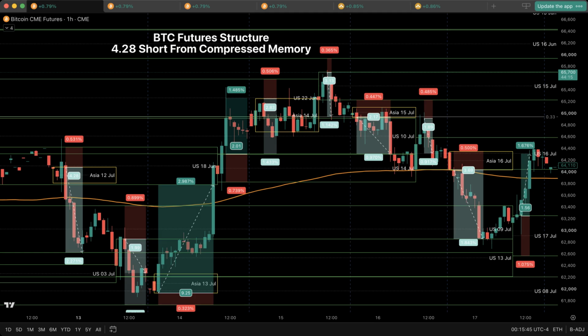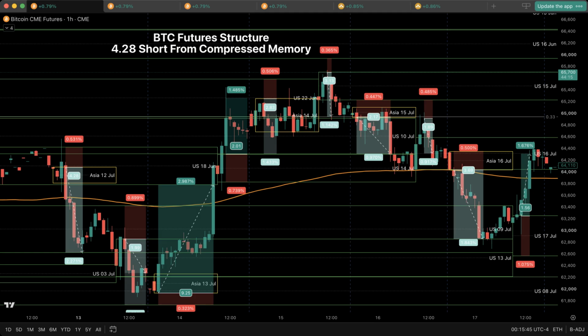It is forming inside a prior US box. The old box already carried memory. The new Asia box becomes smaller inside it. Distance becomes tighter. Reaction can come sooner. Continuation can fail earlier. When a session forms compressed inside old memory, we do not guess direction.